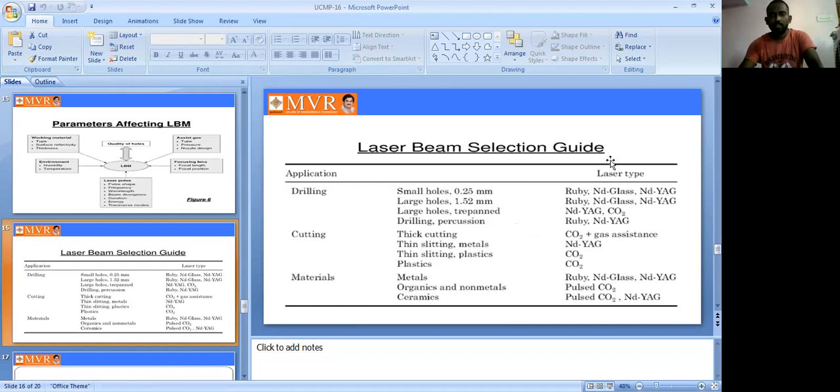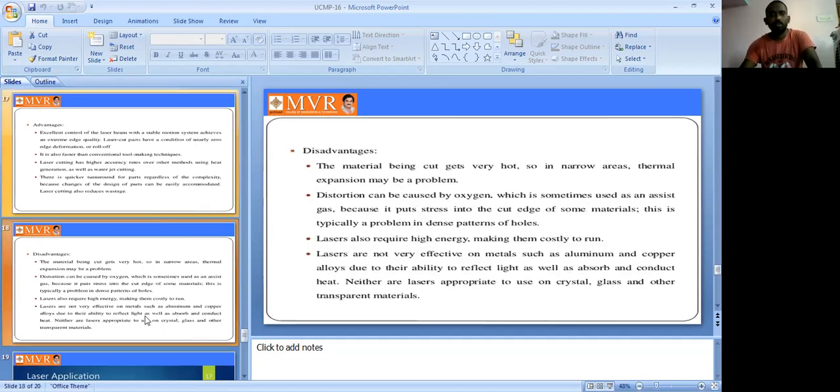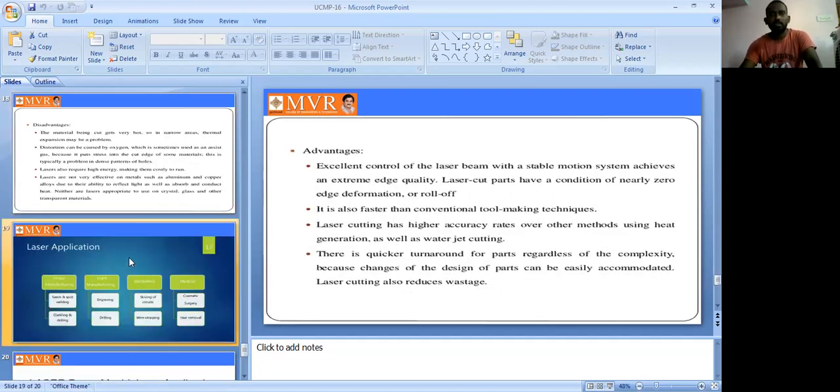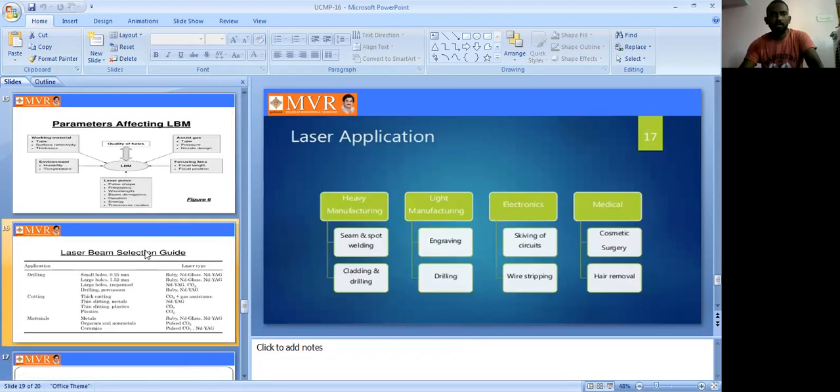The next topic is the laser beam selection guide, how we select the laser. Next we will see the disadvantages and the advantages. Next is laser applications, what the laser applications are. This is the remaining topic.